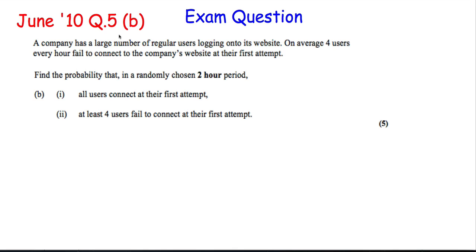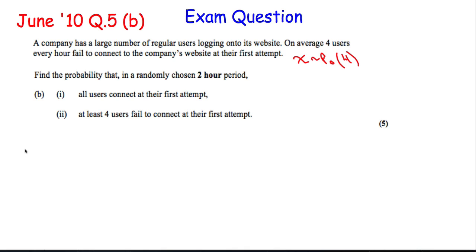A company has a large number of regular users logging onto its website. On average, 4 users every hour fail to connect to the company's website at their first attempt. So what it's telling us is that we have a random variable. Remember, every hour implies a rate, and a rate implies Poisson distribution. So currently, lambda is 4. It says find the probability that in a randomly chosen 2-hour period, so if it's 4 users every hour, well that means every 2 hours, lambda must be 8.